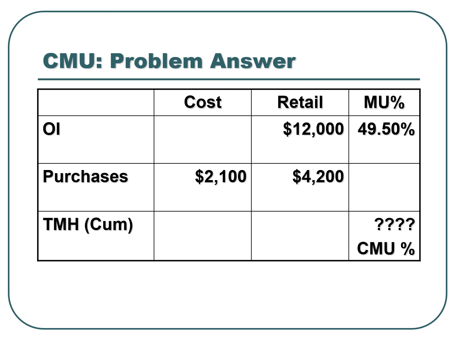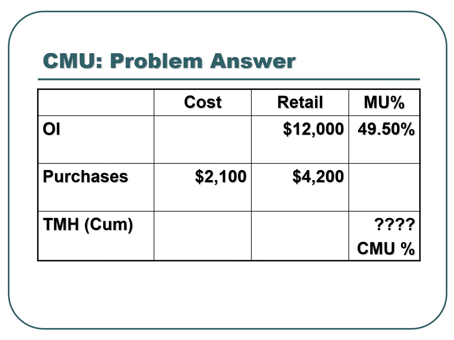Okay, let's first plug in all the data that were given in the problem in this grid. So we have the opening inventory, purchases, and total merchandise handled, those three rows, and then cost and retail markup columns. We know the retail value of the opening inventory was $12,000. The markup percent was 49.5%, that was given. And the problem also gave that the new purchases were made with the cost value of $2,100 and the retail value of $4,200. So those numbers are given in this grid, and we're supposed to calculate the cumulative markup percent based on these numbers.